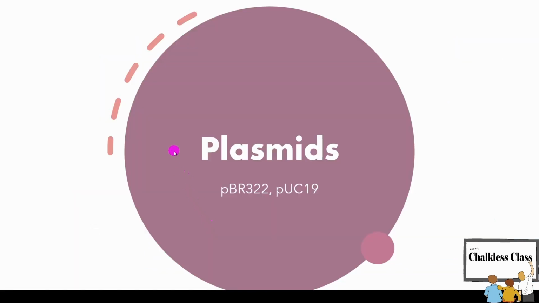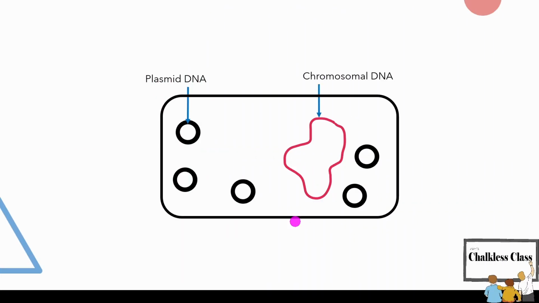Let us discuss plasmids in this class. Under plasmids, we are going to discuss pBR322 and pUC19. What is a plasmid? First, let us understand. This is a prokaryotic cell. This prokaryotic cell has many circular DNA. These are not related to the main DNA, the chromosomal DNA. So these are called extranuclear DNA rings. These extranuclear DNA sequences present in prokaryotic cells are called plasmids.